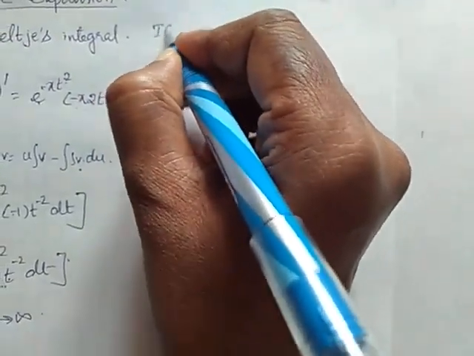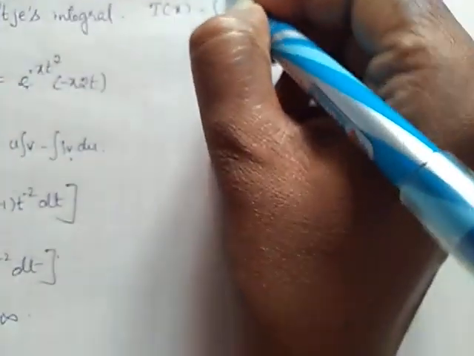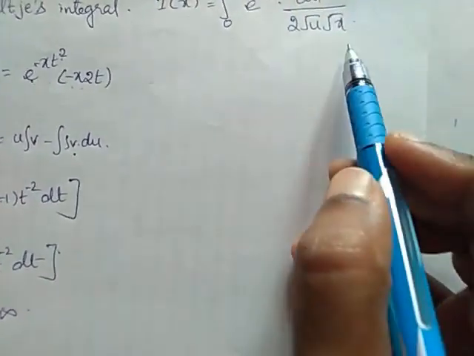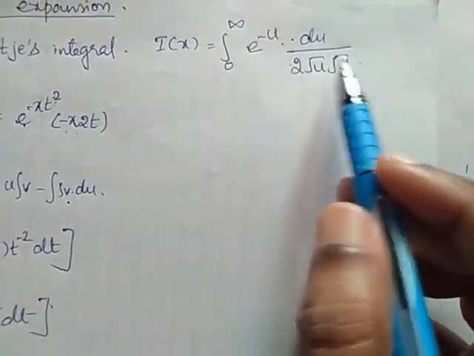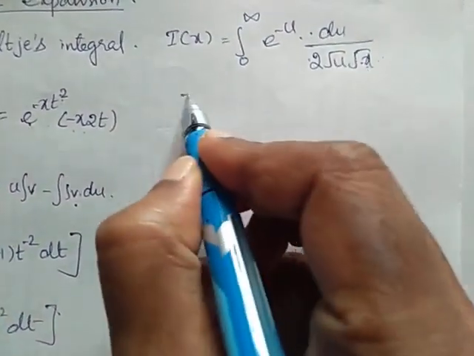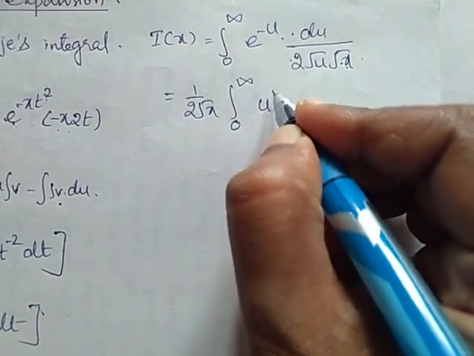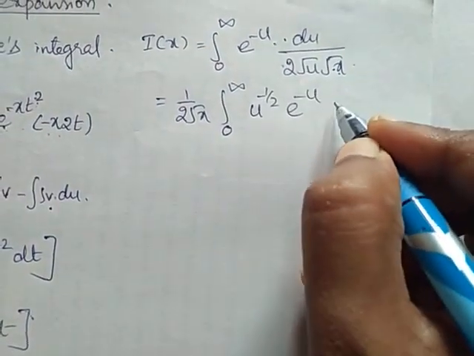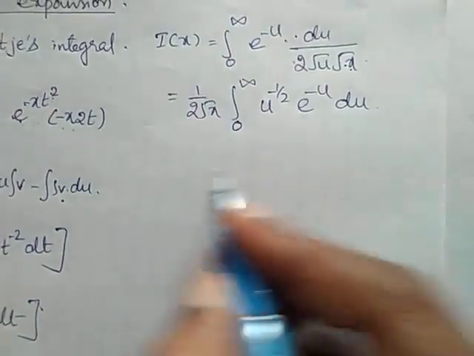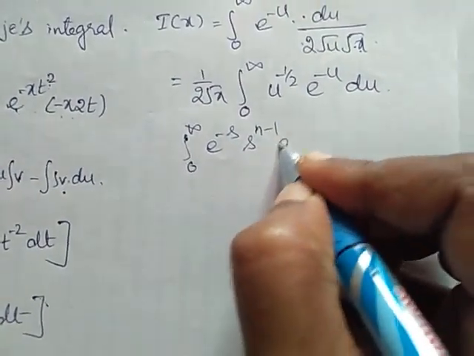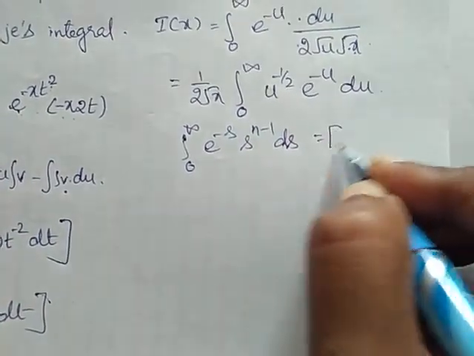I of x will become, so what is our I of x now? I of x is integral from 0 to infinity of e power minus u du by 2 into root u into root x. Here the integral is with respect to u, therefore 1 by 2 root x is constant. Take it out. 0 to infinity, this we can write as u power minus 1 by 2 e power minus u du. This is of the form integral 0 to infinity e power minus s, s power n minus 1 ds, which is nothing but gamma of n.